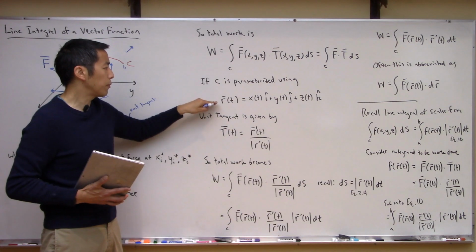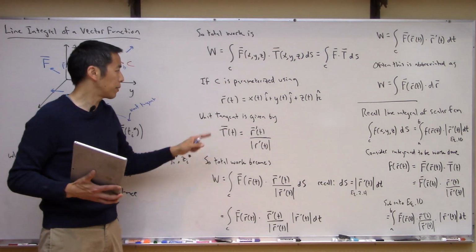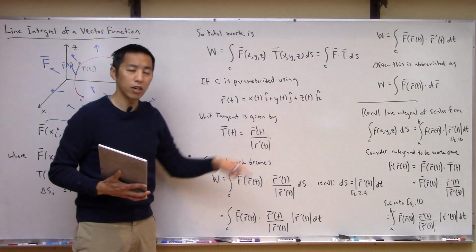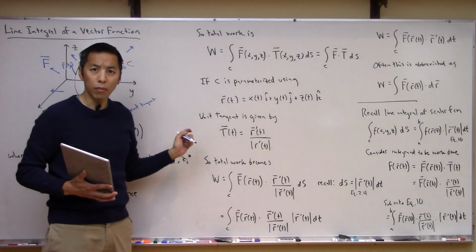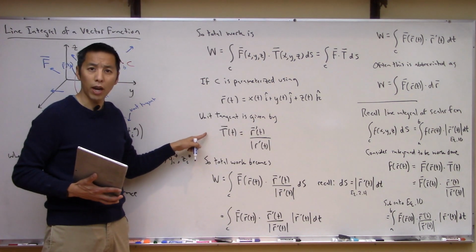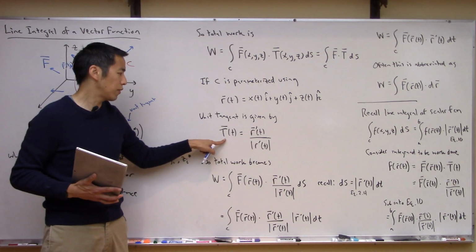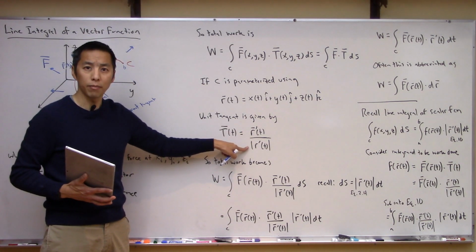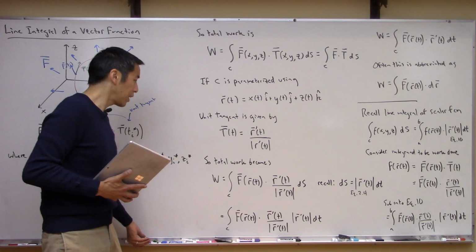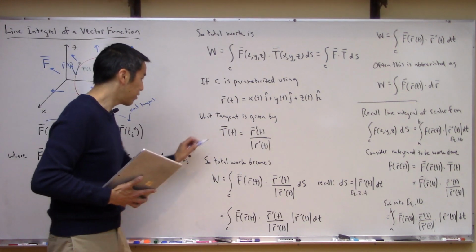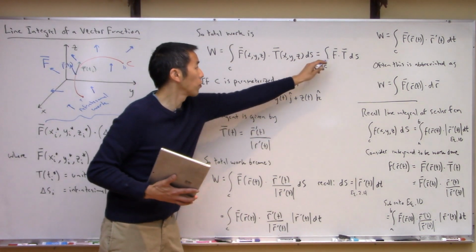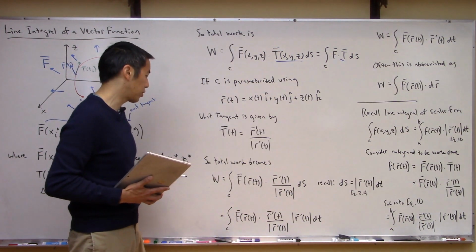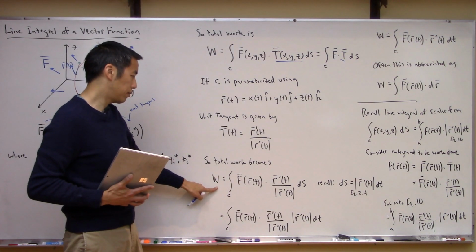So if C is parameterized using our standard parameterization we talked about, we're just going to denote it as some position vector r, which has an x, y, and a z component. Then, if you remember our discussion on the unit tangent vector, we derived and showed earlier that this unit tangent vector T is given by r prime over the norm of r prime. So if I substitute this expression in for the unit tangent, you get this.